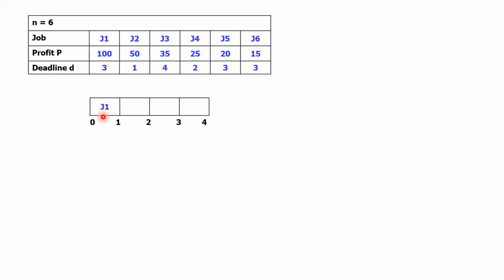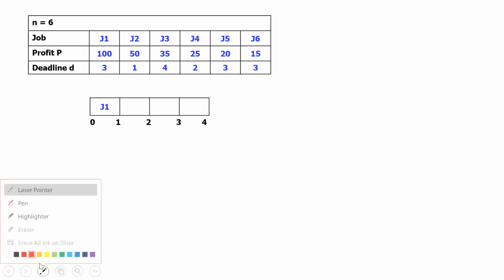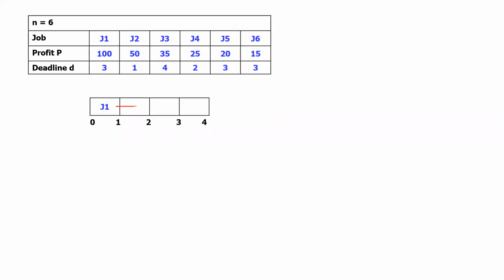So what I can do is check whether J1 can be moved to the right side. Can I move J1 from the first time unit to the next time unit? Yes, for that you have to check the deadline of J1. Yes, it's possible. I can move J1 from here to here.